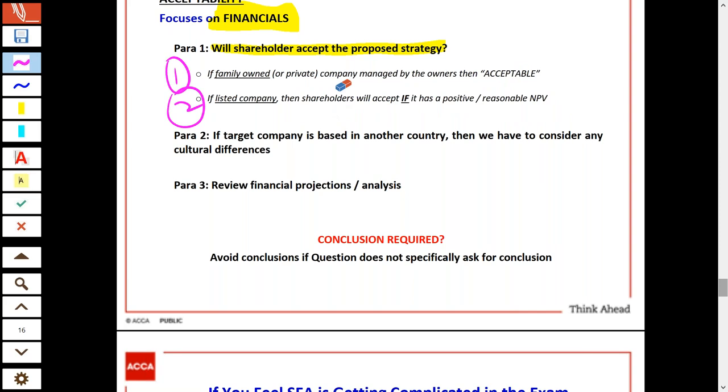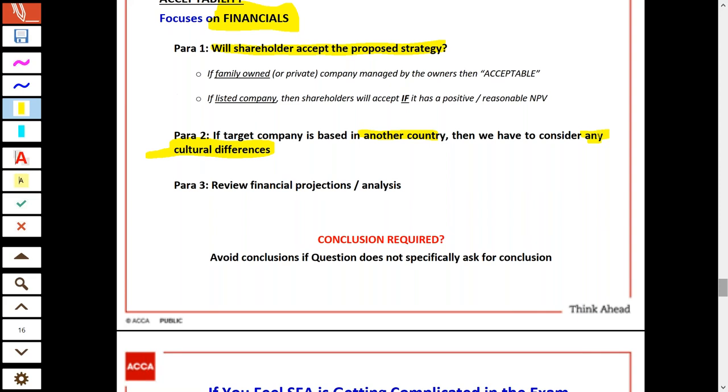The second thing is, if the target company is based in another country, then we have to consider any cultural differences. Just write this one sentence, that since ABC is another country, we need to consider any cultural differences, full stop. You just need to include the words consider cultural differences somewhere in your answer. Just write a two-liner. I repeat, if it's another country, you just say that since ABC is another country, we need to consider any cultural differences.